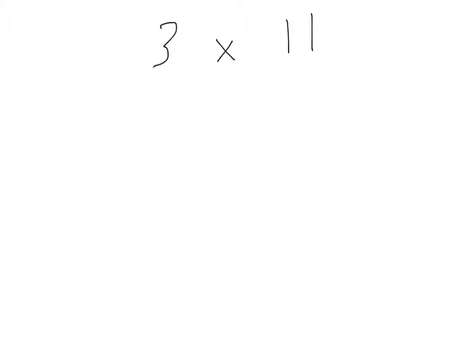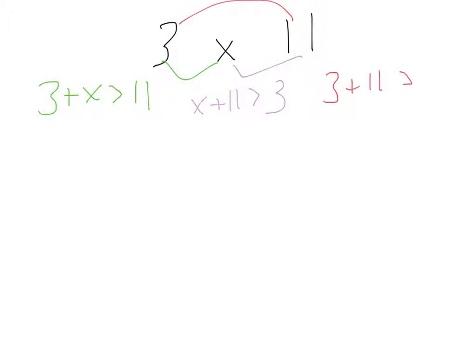Alright, here we go. So, we're first going to take our first 2 numbers, add them together, set it bigger than the last one. Take our second 2 numbers, add them together, make it bigger than the first one. And then take our first and last numbers, add them together, set it bigger than the middle one. And now we just solve each of these individually. So, the first one. I have to subtract 3 to get x by itself, so x is greater than 8. I need to subtract 11 on the second one to get x by itself, so x is greater than negative 8.